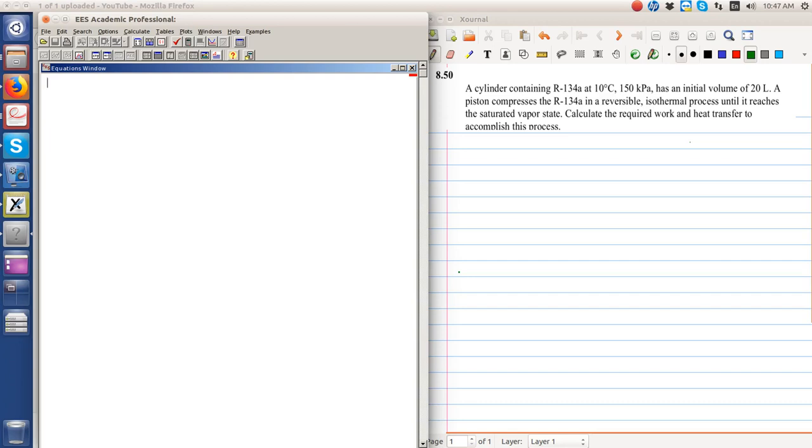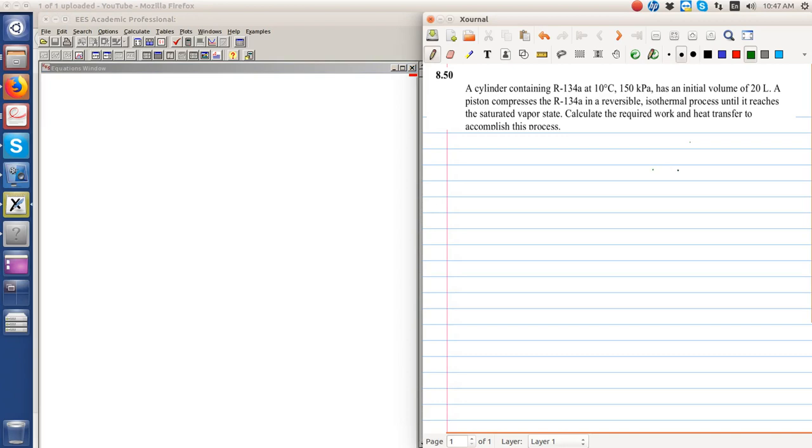So let's consider problem 8.50 of Sonntag, in which we have a cylinder containing R134A at 10 degrees Celsius and 150 kilopascal. So we have a piston cylinder arrangement which contains R134A, state 1, T1 equal to 10 degrees Celsius, P1 equal to 150 kilopascal.